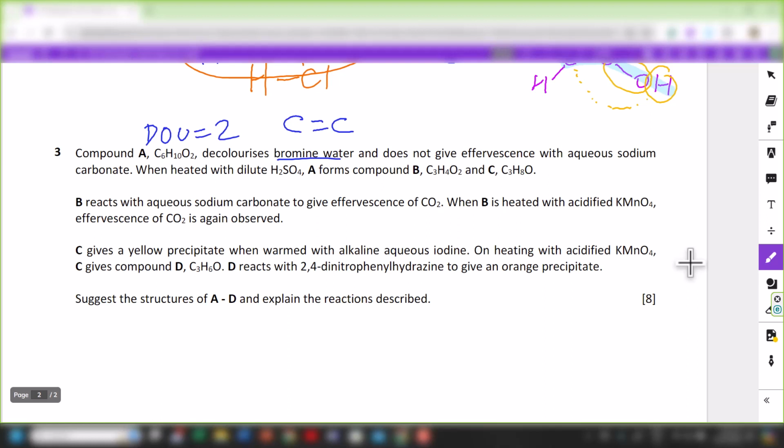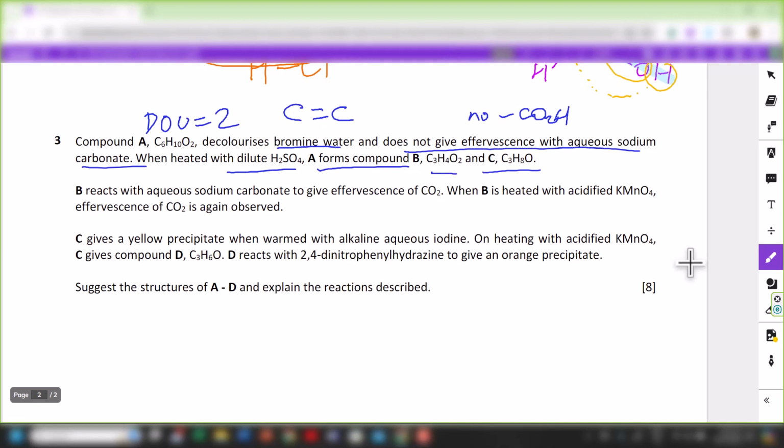Why did we say that there isn't phenol present? Well, the degree of unsaturation throws some hints, because if there's a phenol, the degree of unsaturation will be at least 4, so it will not be 2. So in this case, I would say it is likely to contain a CC double bond, electrophilic addition occurs, and it does not give effervescence with aqueous sodium carbonate, which means absence of carboxylic acid functional group. So no carboxylic acids.